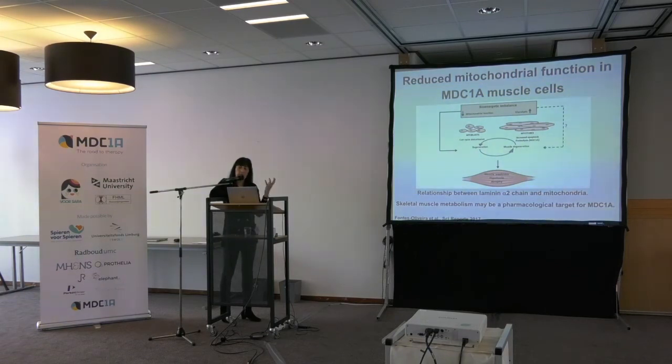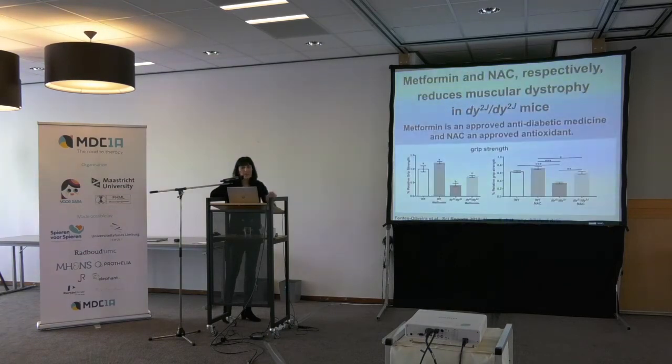So we think that there is a relationship between laminin, which is outside the muscle cells, and the mitochondria that are present inside the muscle cell. Therefore we're thinking that maybe skeletal muscle metabolism could be a pharmacological target for MDC1A. We have tested, and these are very preliminary results, two different compounds, metformin and NAC. Metformin is an approved anti-diabetic medicine, and NAC is an approved antioxidant.